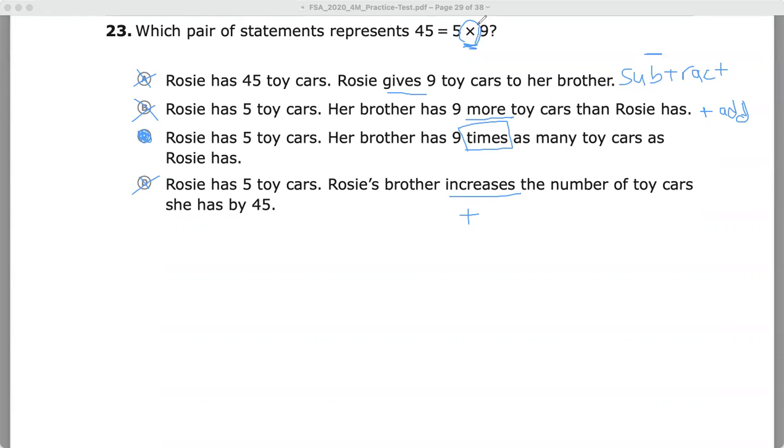So it's a good idea to be familiar with vocabulary and whether it means add, subtract, multiply, or divide. Times is a good giveaway that you're multiplying because you're like, times table is an easy way to remember that.